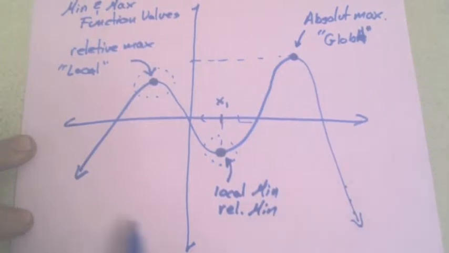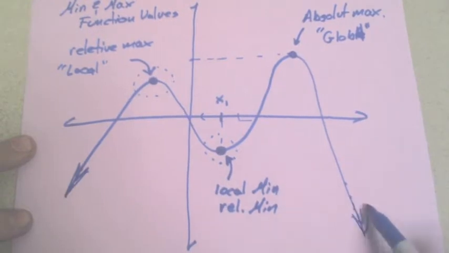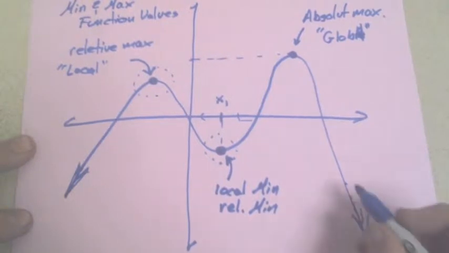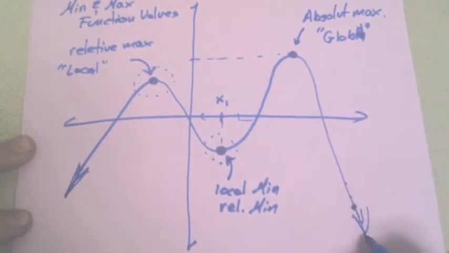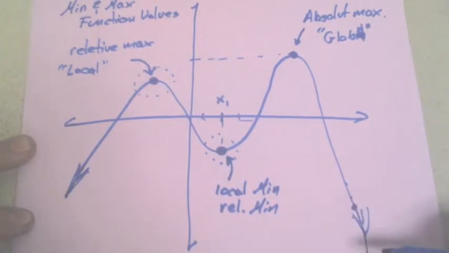A couple more details though. Notice this graph keeps going down and down and down. There is nowhere on this graph where it has an absolute minimum value. For any value here, it's always going to go lower. If you go lower than that, the graph can always get lower. So there is no lowest output this graph is going to get. So there is no absolute minimum, no global minimum. So you don't always have both absolute and global maxes and mins.